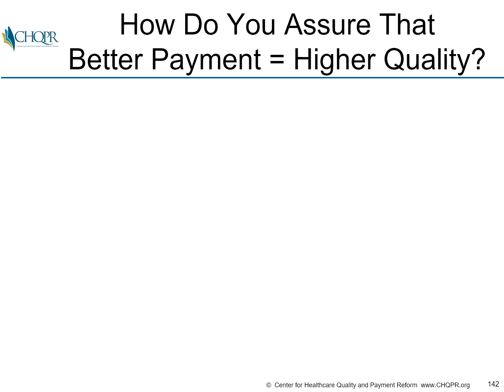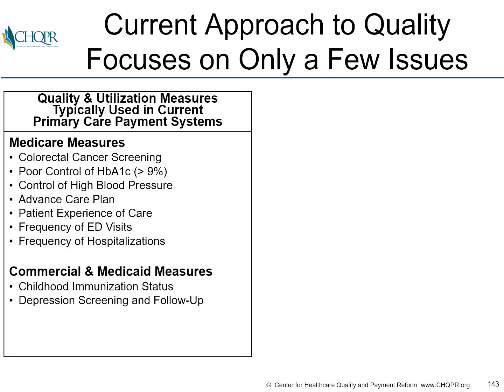Although adequate payments will give primary care practices the ability to deliver higher quality care, patients, purchasers, and payers will want assurance that if practices receive adequate payments, they will deliver higher quality care. Current value-based payment systems evaluate the quality of a primary care practice's services using a small number of narrowly focused quality measures, such as the percentage of patients who were screened for colon cancer and the percentage of diabetic patients whose hemoglobin A1C level was above or below 9%.